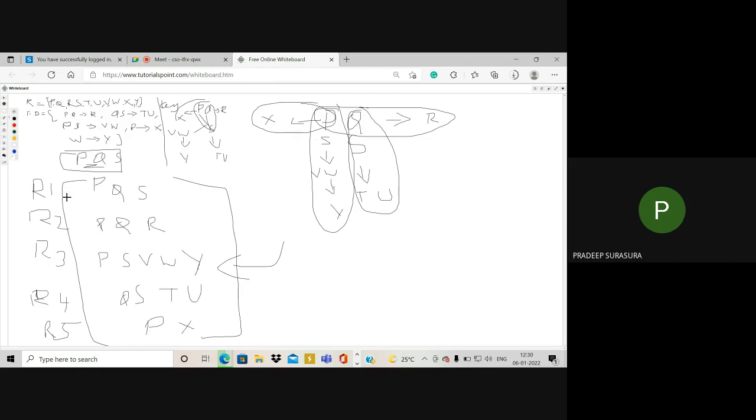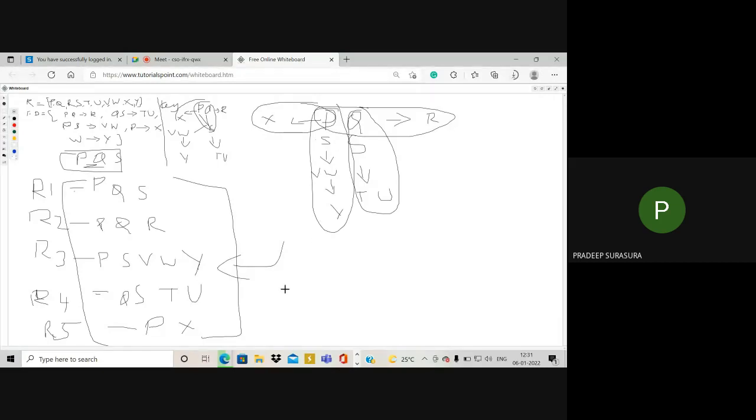Now, please try to understand these many tables we will get in order to proceed. Please understand how I have broken this. PQ are in one table because P and Q both determine R. QSTU in one table. PSVWY in one table. And P and X in one table.